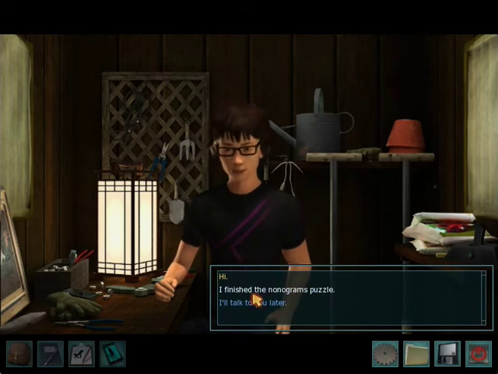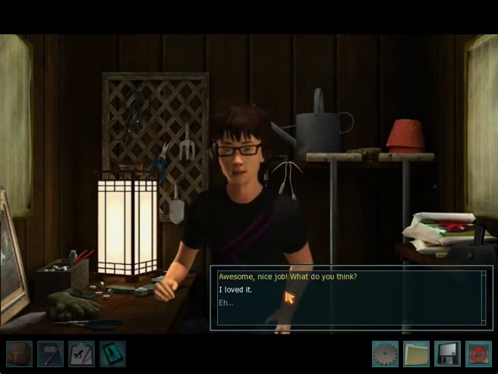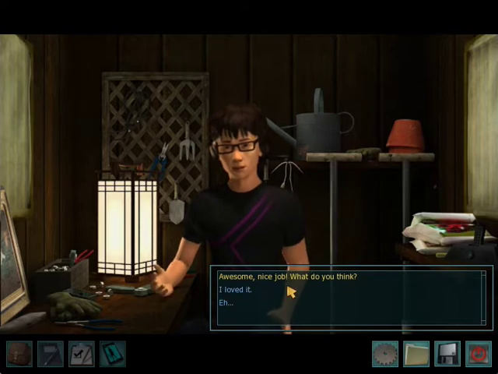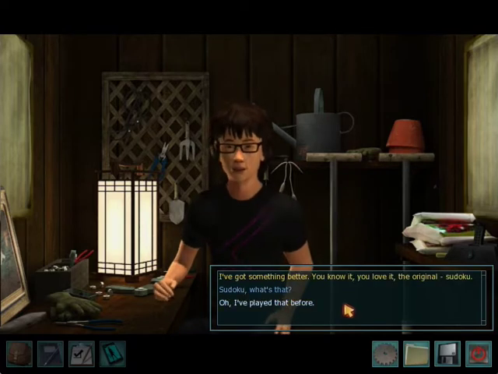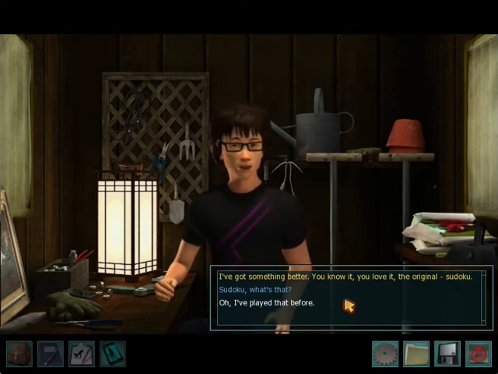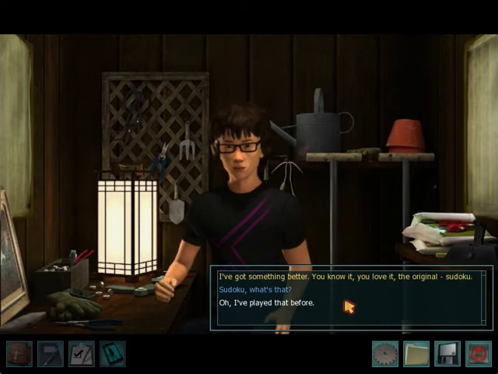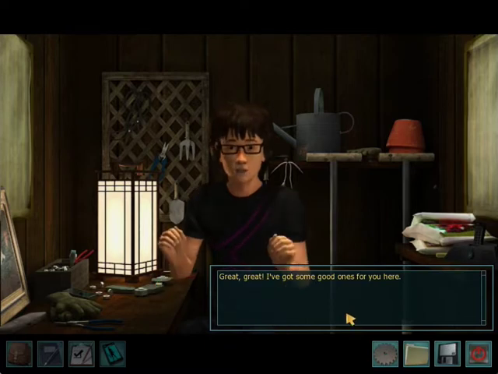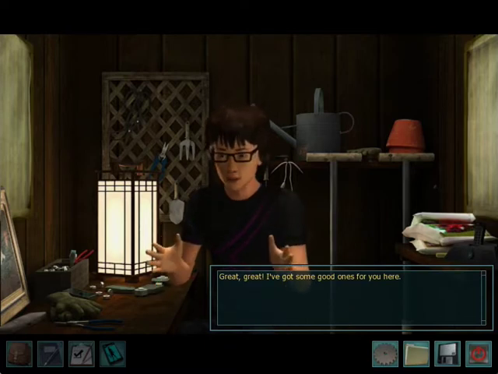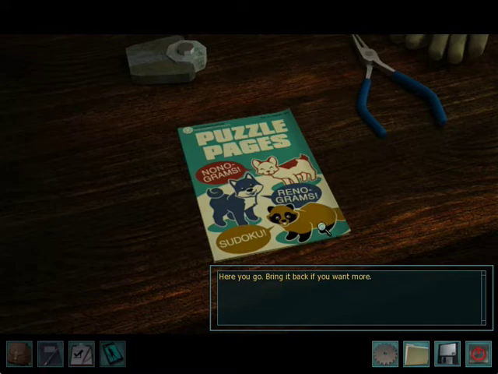Hi! I finished the nonograms puzzle. Awesome! Nice job! What do you think? I liked it. I loved it. I've got something better. You know it, you love it. The original Sudoku! I think Rentaro is really excited about these puzzles. Oh, I played that before. Great! Great! I've got some good ones for you here. Here you go. Bring it back if you want more.